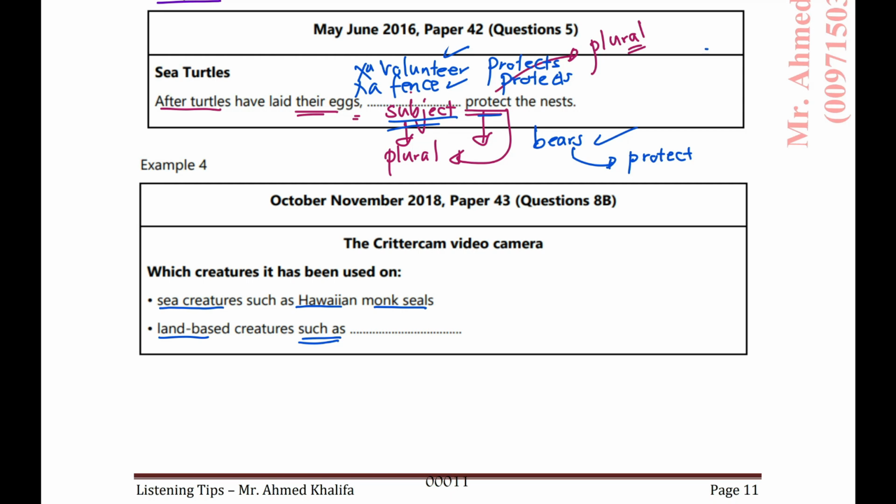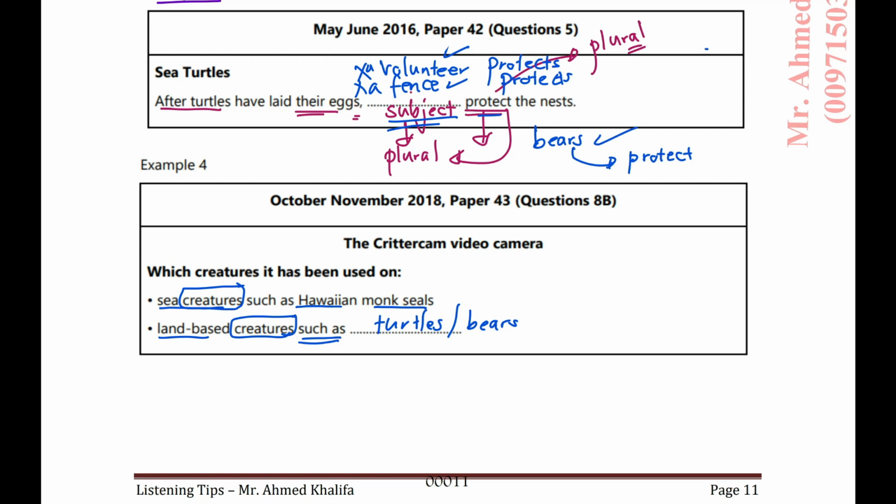I have here a plural noun, creatures, such as Hawaiian monk seals, and then creatures here also a plural noun. So it is straightforward to figure out that the answer is definitely a plural noun. It could be anything, any kind of animals. We said turtles, it could be bears. Anything. You understand? So hopefully you understand this.